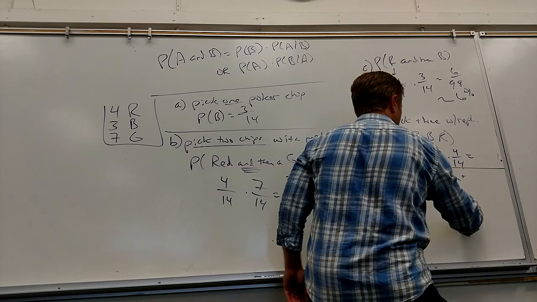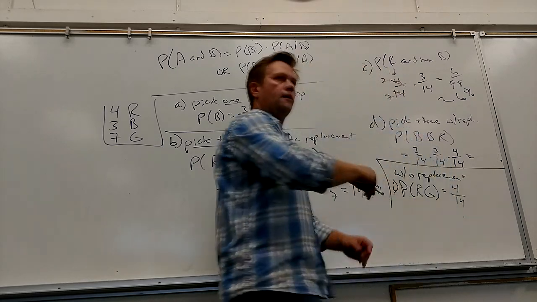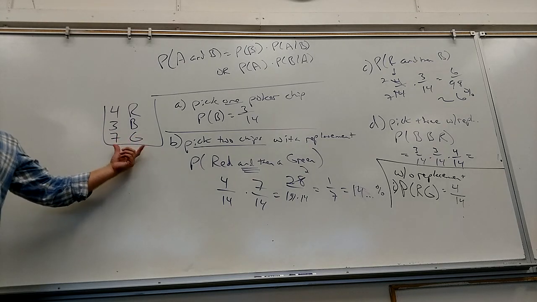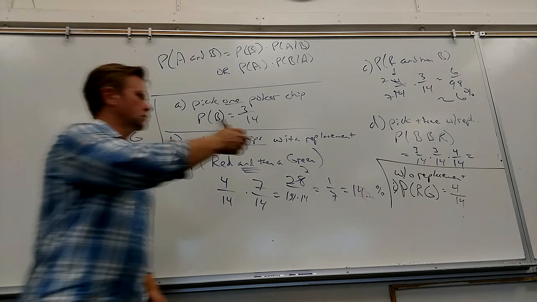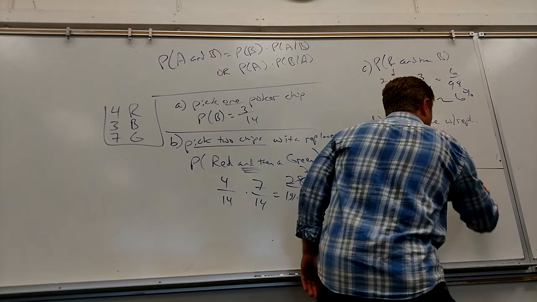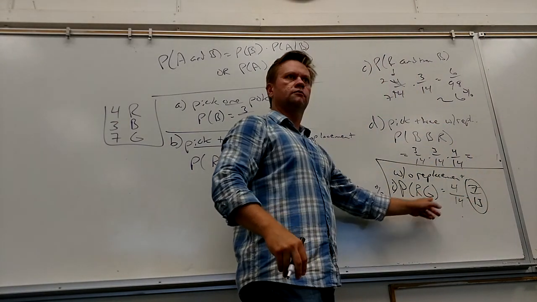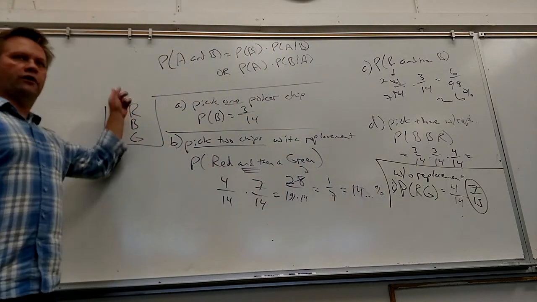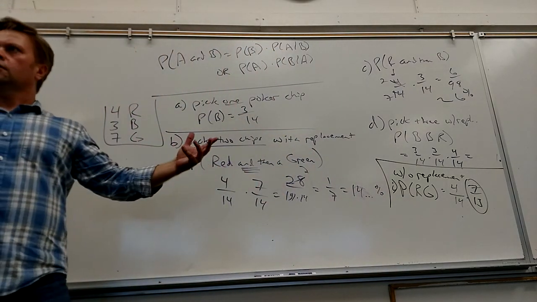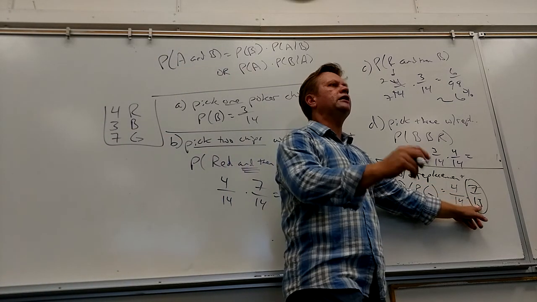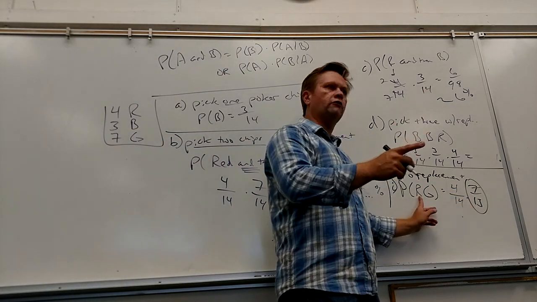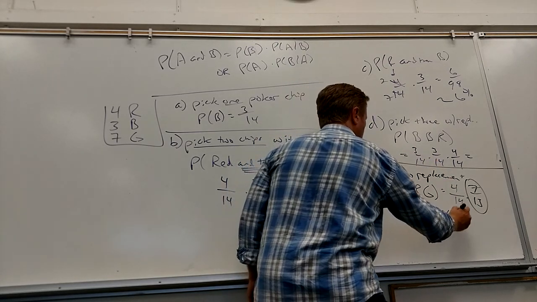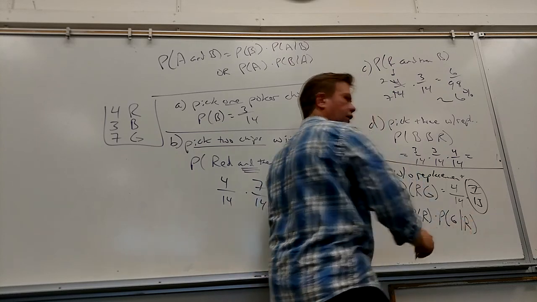Exactly. Now, how many green are still in there? All 7. But how many chips are in there? 13. And real quick, is that the probability of green? 7 out of 13. Is that the probability of green? No. What's the probability of green? 7 out of 14. Right? What is this then? This is the probability of green given that I picked a red one. So RG is the probability of red times the probability of green given that I picked a red one already.